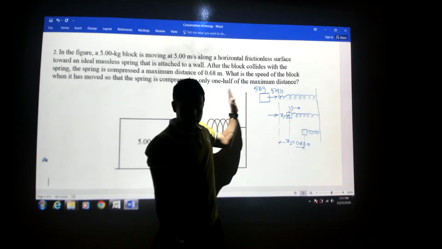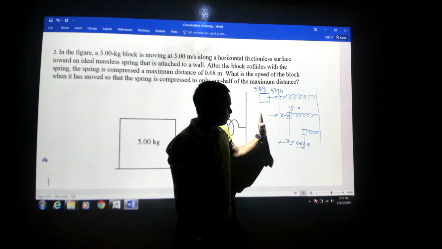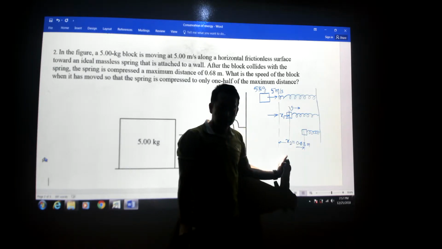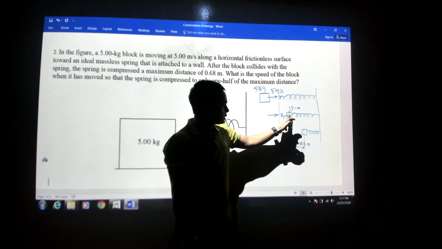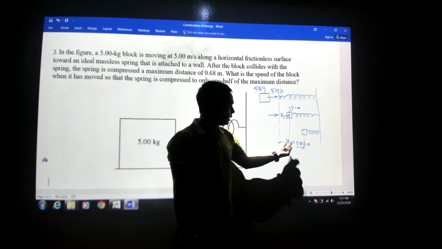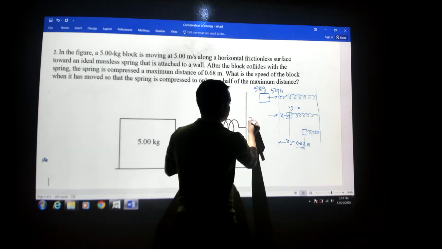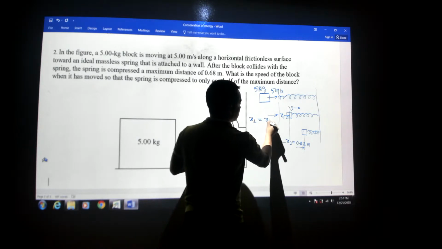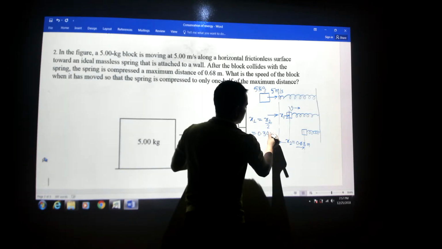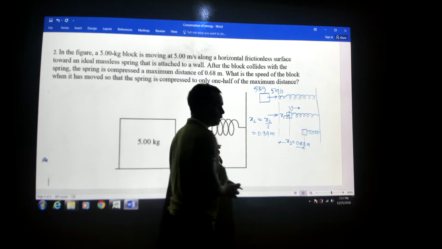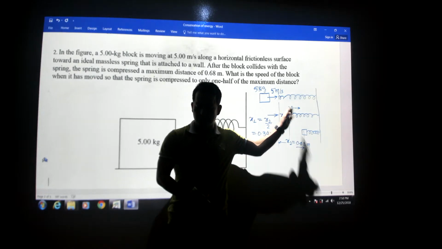So once you have this block approaching towards the spring, it compresses the spring, and the maximum it can compress is 0.68 meter. What should be the velocity when the spring has compressed only half of this? So x1 would be x2 divided by 2, so this would be 0.34 meter. Once the compression is only 0.34 meter, what is the velocity of this object?